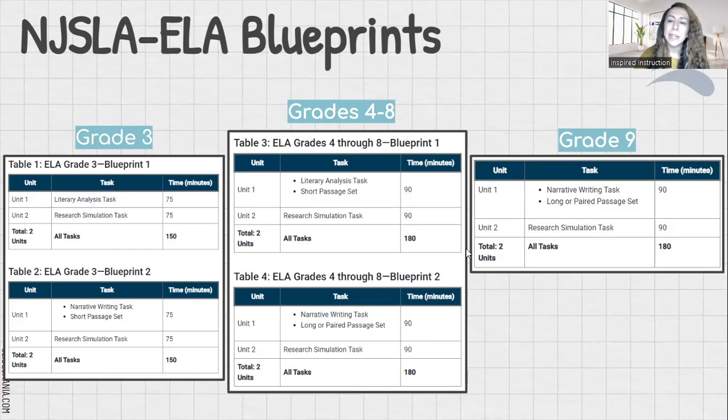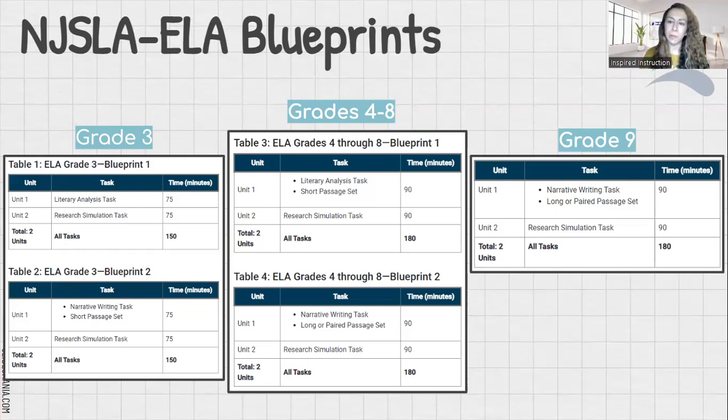The last blueprint is for grade 9. This one only has 1. So all grade 9 students will have a narrative writing task and a long or paired passage set for 90 minutes and a research simulation task for 90 minutes. There's no guessing of what they'll receive. That will be what they see.